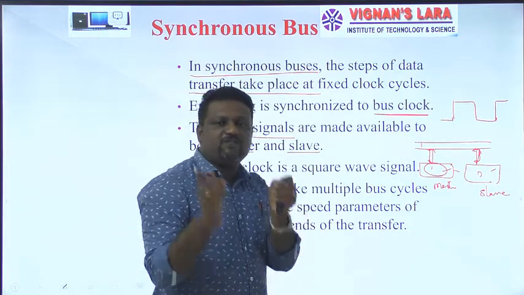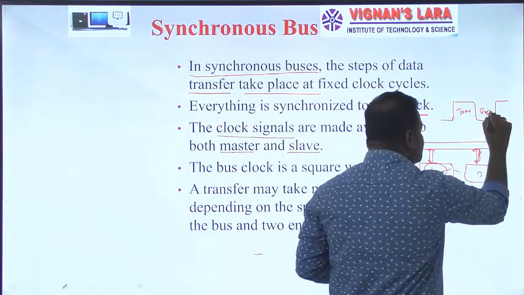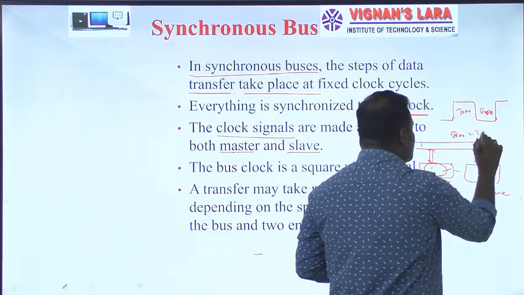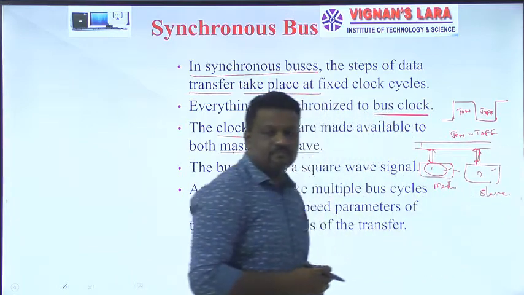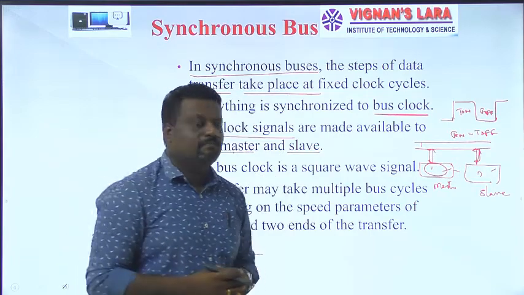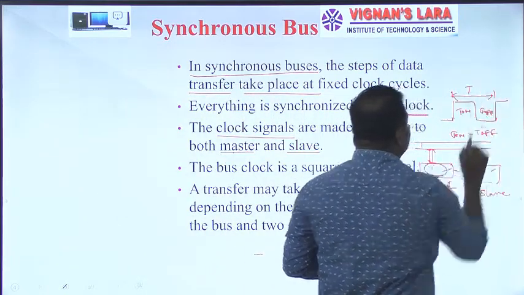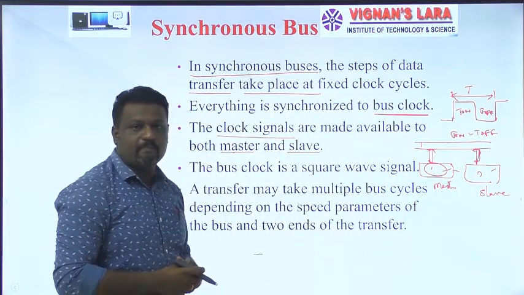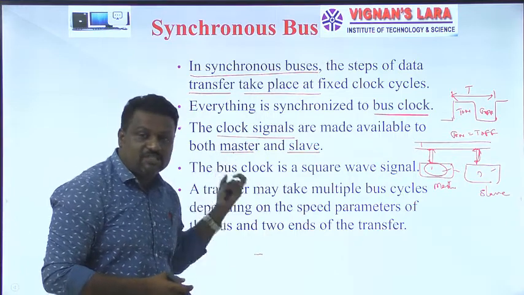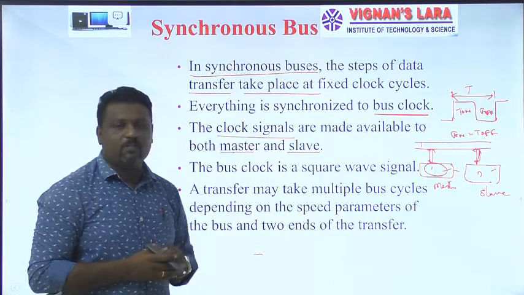The important property of a square wave is that this is the T on period, and this we consider as the T off period. For a square wave, T on is always equal to T off. On period is equal to off period. And the combination of on period and off period we consider as one complete clock cycle T. So the fourth point I am saying is that generally the bus clock is a square wave.